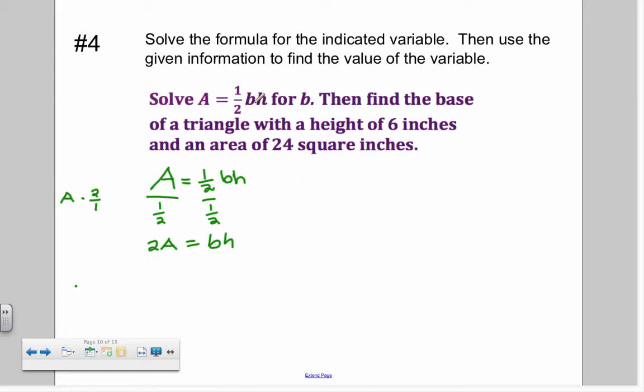I still need to get B by itself, so B is still being multiplied by H, so we can undo that. Oopsie, let's erase that. Okay. Now we can divide by H. Okay, these two, H over H is just 1B or just B. And on this side, I'm left with 2A over H.